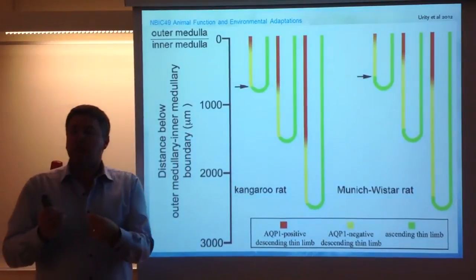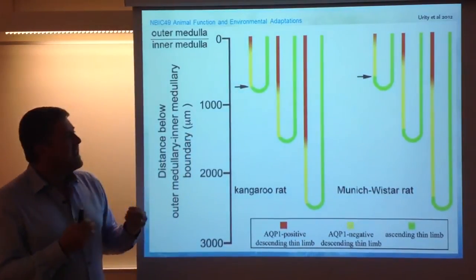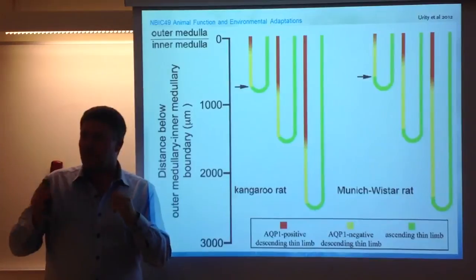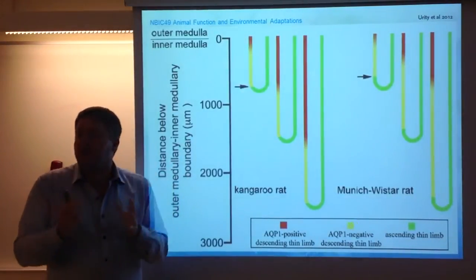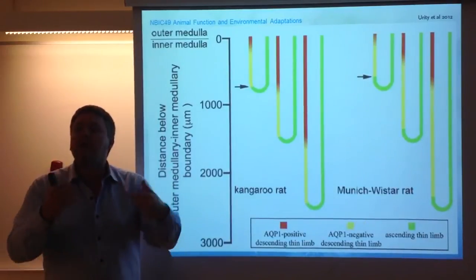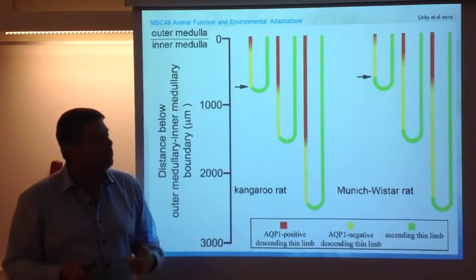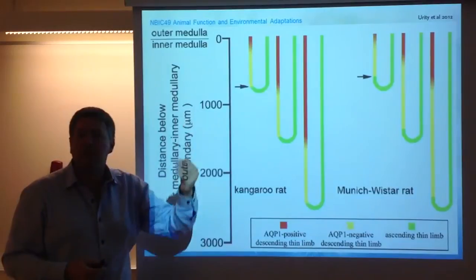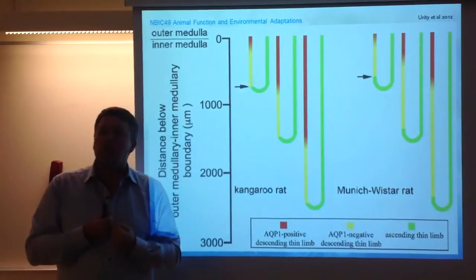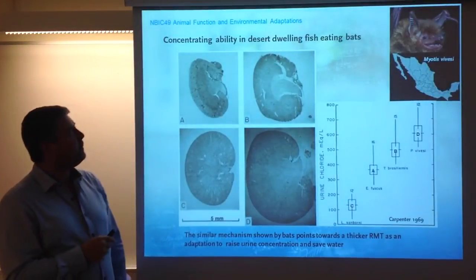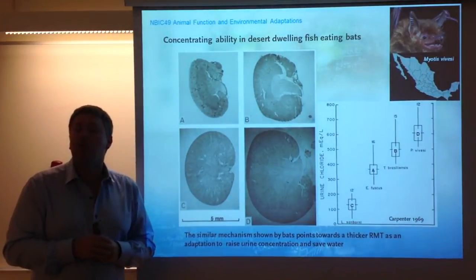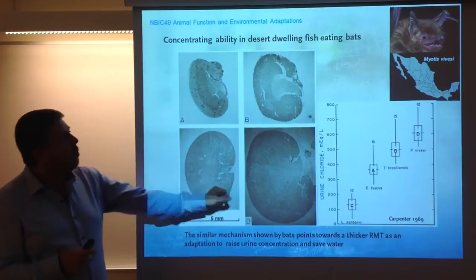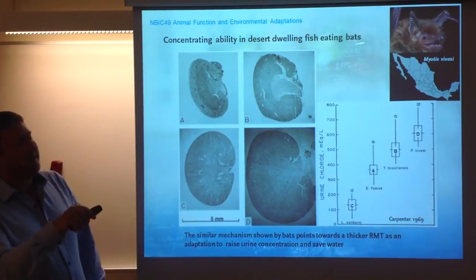So notice that in reality, this would be a nice adaptation for these animals. These animals in a desert environment make the medulla thicker, and they increase the expression of the transporters of aquaporin 1 deeper down into the medulla, enabled to reabsorb more water. This is not exclusive to rodents. It has also been shown for fish-eating bats.